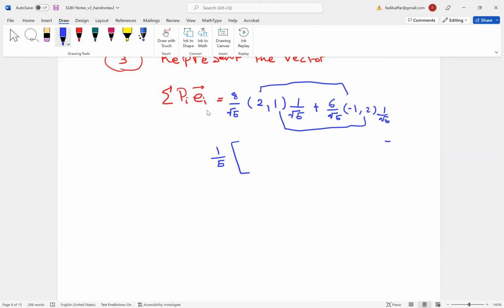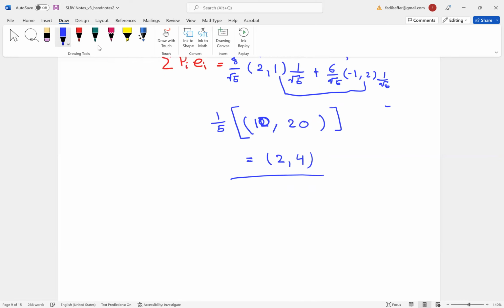And here we have 8 times 2 is 16 minus 6. So that's a 12. And here we have 8 times 1, that's 8, plus a 12, so that's 20. That's 16 minus, oops, so that's 10, sorry. So that's 10. And if we just divide by 5, that would be 2 and 4.